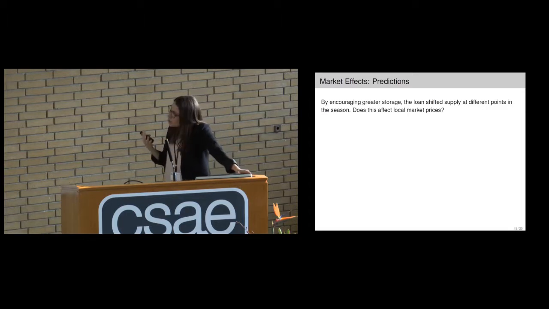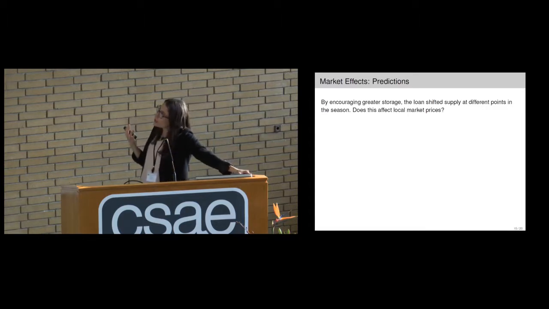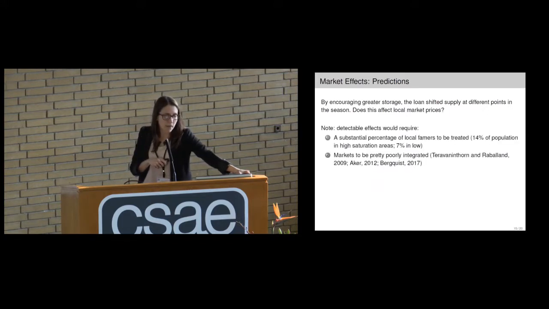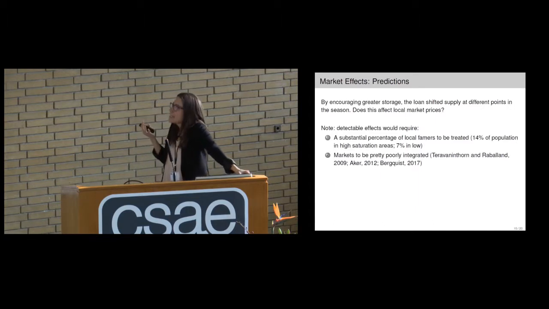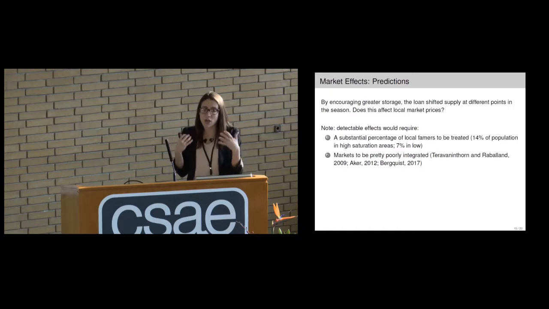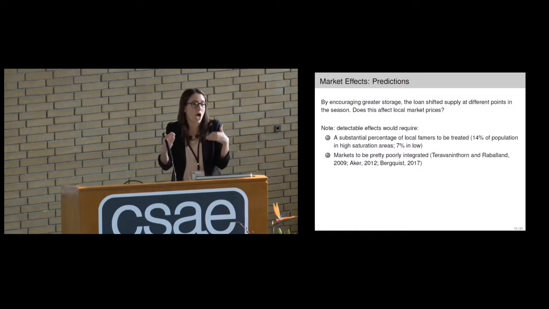So by encouraging greater storage, what this loan is doing in practice is shifting supply at different points in the season, and we want to ask, does this affect local market prices? Now note that even being able to detect any effect is going to require two things. So one, there has to be a meaningful shock to local supply, and two, for that shock to local supply to translate into a local price effect, it has to be that markets are at least somewhat imperfectly integrated. Otherwise, trade is just going to smooth that supply shock across markets, and we're not going to see any differences in price.